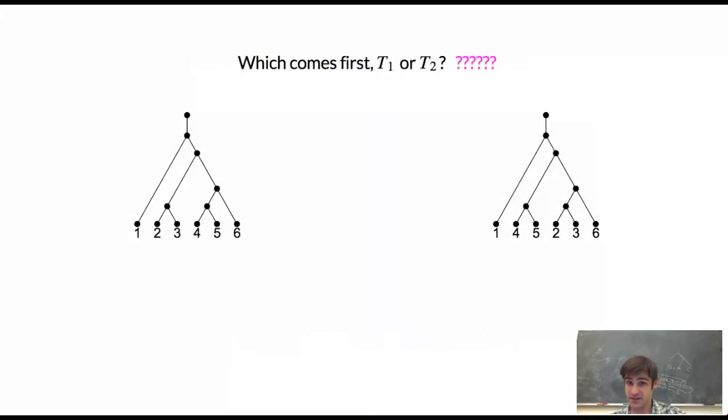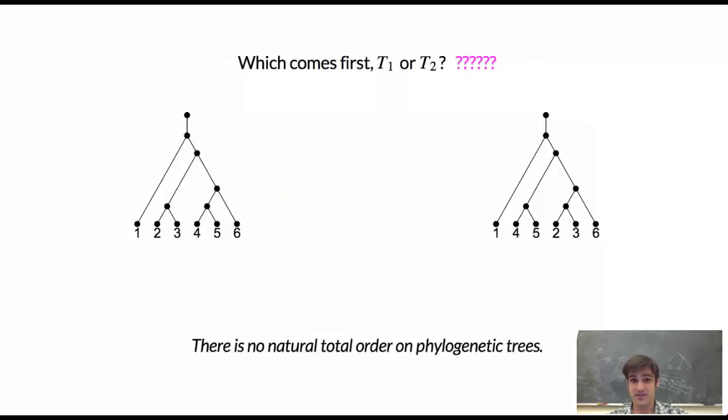Phylogenetic trees also don't come with a total order. So if we're given these two trees, it's not immediately obvious which one should come first. I mean, again, you can make things up. So how far apart are two trees?